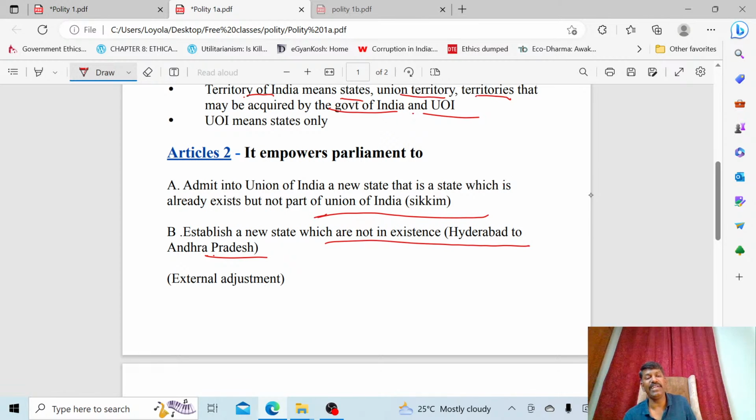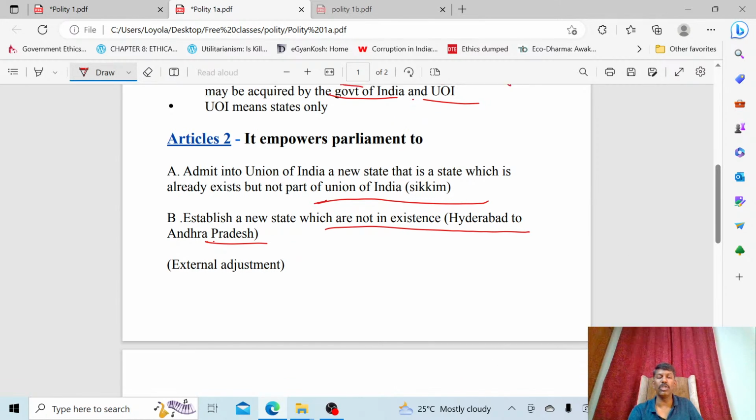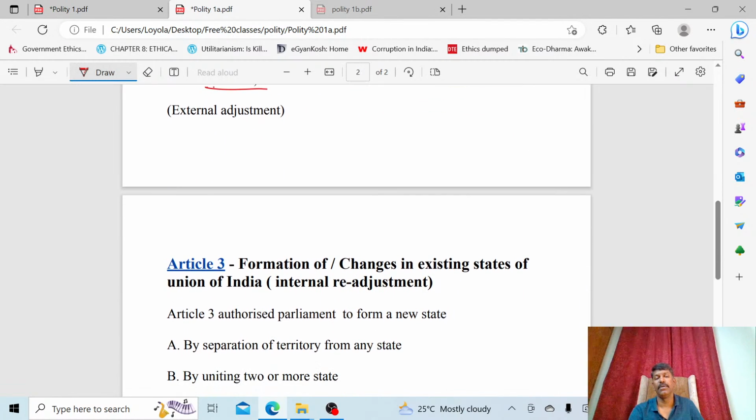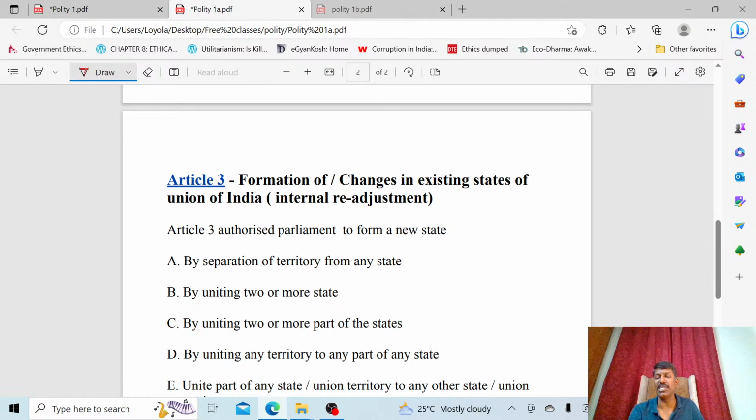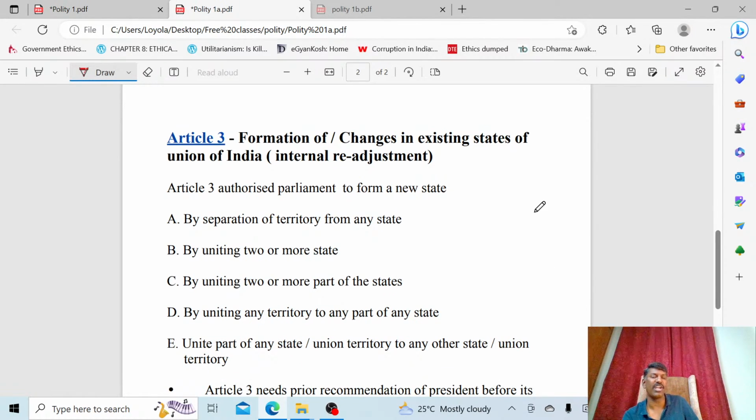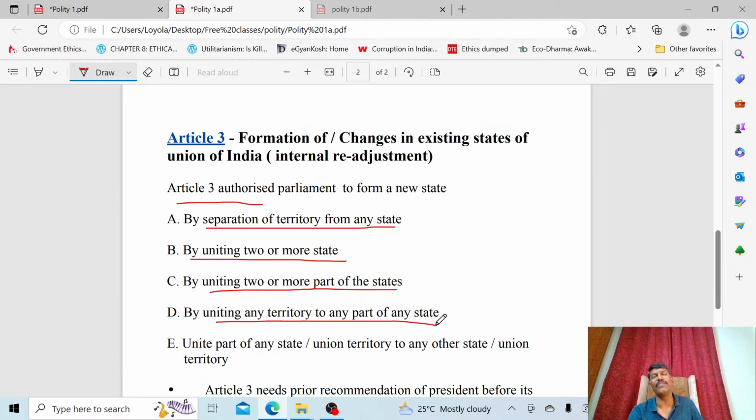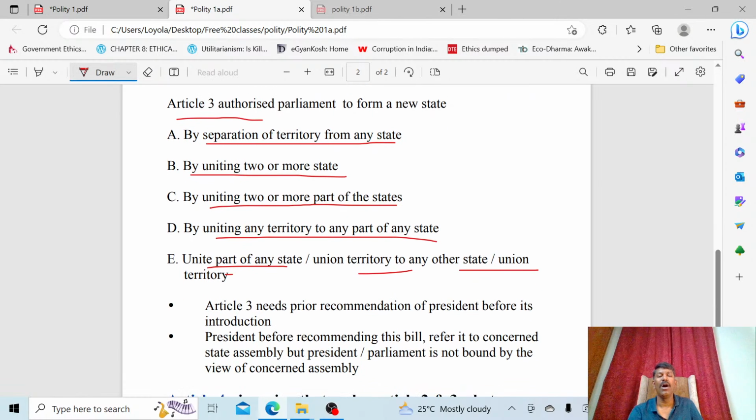Hyderabad Nizam, after he fled, it became Andhra Pradesh, in the matter of formation of states and all. So Article 2 is talking about external adjustment. When the same thing is done in the name of formation of a state, changing the nature of the state, modification, annexation and all, it comes under Article 3 of the Indian Constitution. Here new states by separation of territory from any state, or by uniting two or more states, or uniting two or more parts of states, or uniting any territory to any part of any state, or uniting part of any state or UT to another state or another union territory, all will come under the category of Article 3.